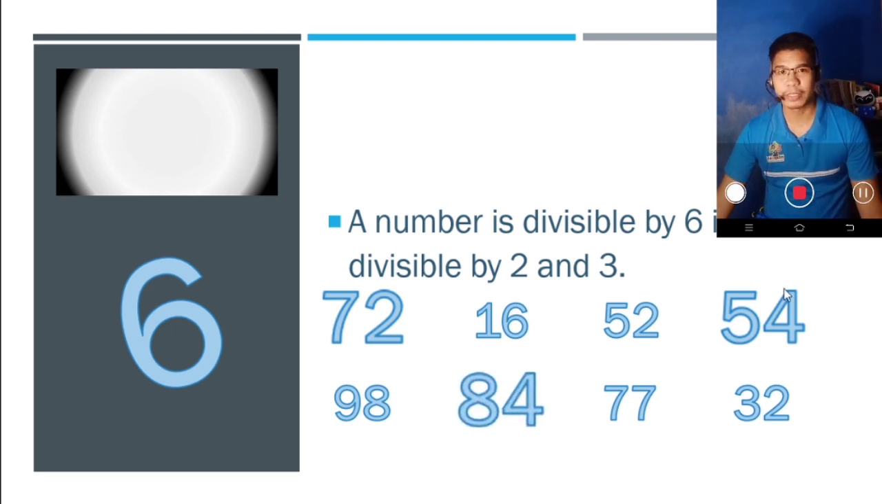Next is 84, because the last digit is 4. Then 8 plus 4 is 12, and 12 is divisible by 3. How about 52? Although it is divisible by 2, since the last digit is 2, 5 plus 2 is 7, which is not divisible by 3. It only satisfies the divisibility rule for 2, but not for 3. So 52 is not divisible by 6. The only numbers that are divisible by 6 in the examples are 72, 54, and 84.